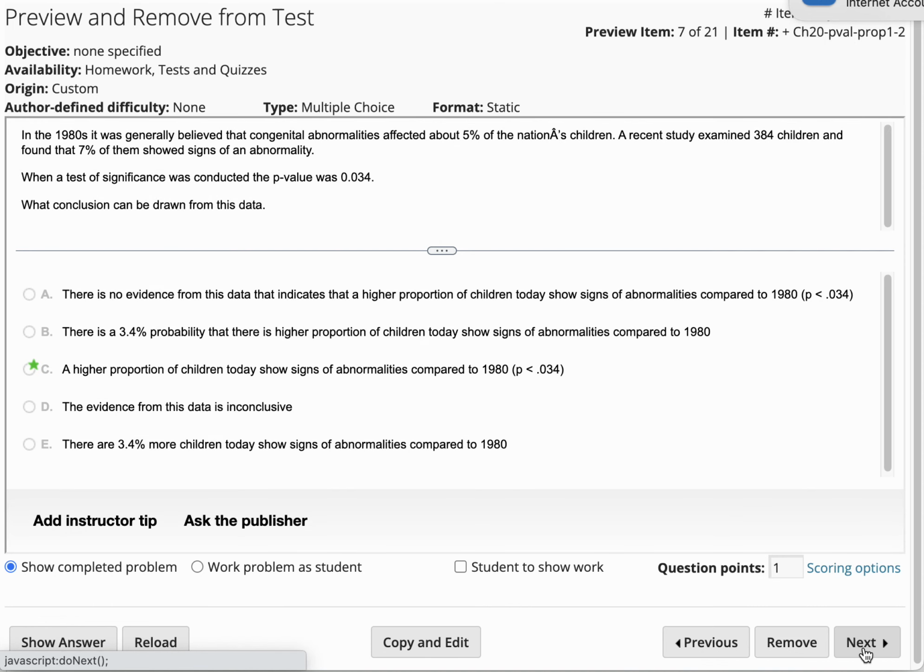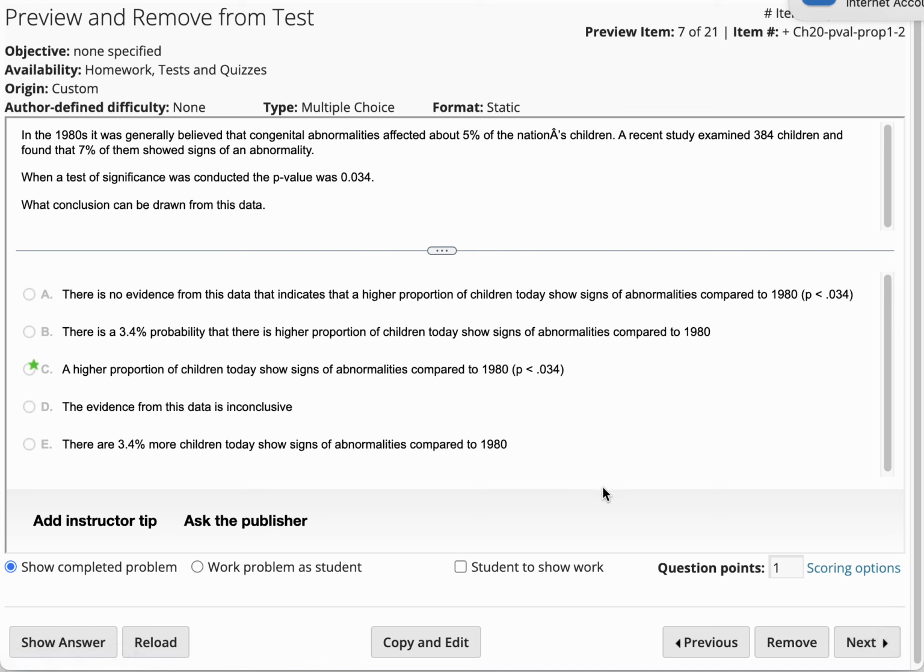In the 1980s, it was generally believed that congenital abnormalities affected 5% of the nation's children. A study was done that found 7% showed signs of abnormality. This time the p-value was 0.03. That is less than 0.05, so we will be able to reject the null hypothesis.